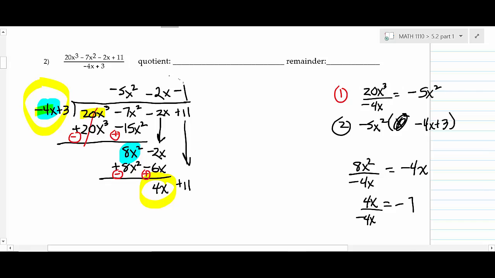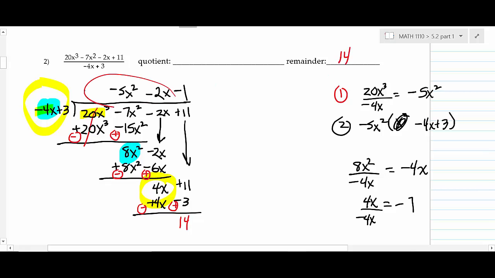So we do negative 1 times negative 4x is positive 4x, which matches. Negative 1 times positive 3 is negative 3. Okay, then what we do is subtract. So again, I'm going to change these signs. Add that up, so I have 11 plus 3, because I'm doing minus minus. So that gives me a remainder of 14.